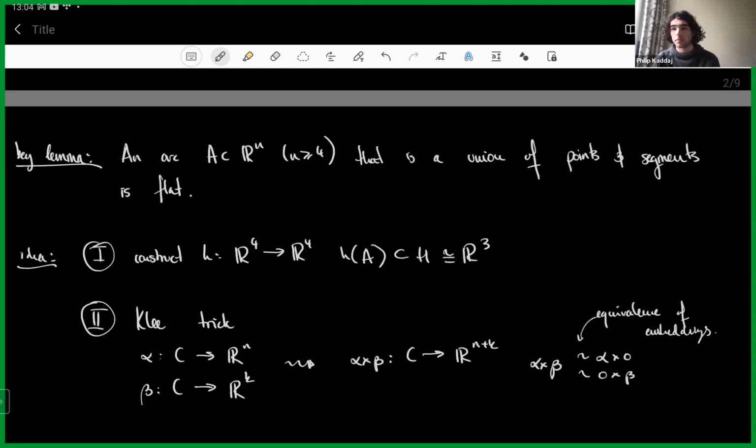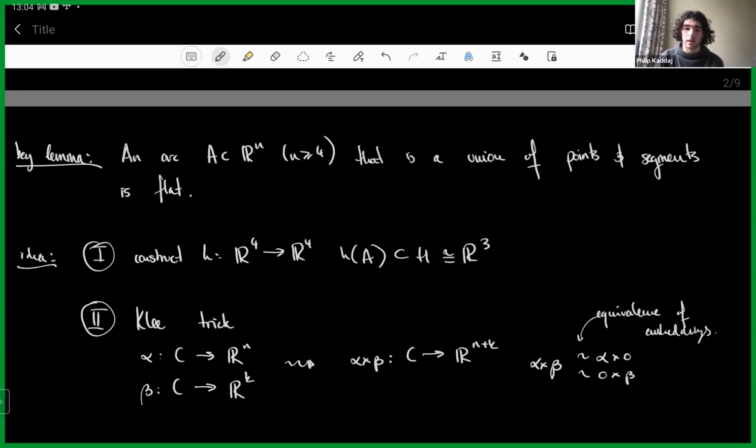And so the lemma can be rephrased in the following manner: an arc in Rn for n greater or equal to 4, that is a union of points and segments, is flat. And the idea is the following. I'll take the limiting case, n is equal to 4, and all the arguments can be reproduced for arbitrary n greater or equal to 4 as well. So first we construct a homeomorphism of R4 to R4, which takes the arc to some three-dimensional subspace, and then we straighten it out using the Klee trick.